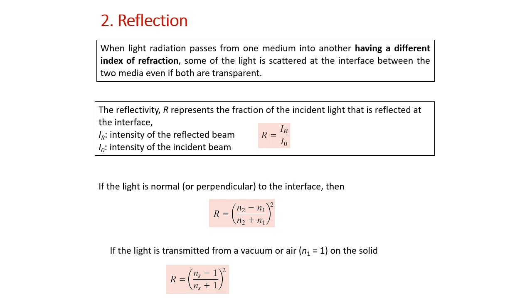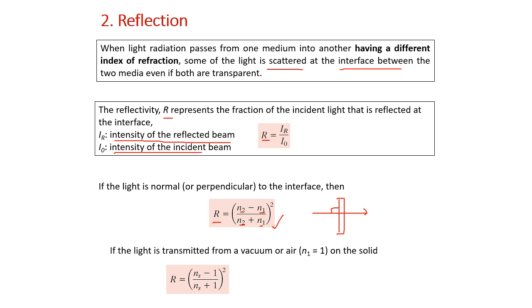The second property is reflection. When light radiation passes from one medium into another having a different index of refraction, some of the light is scattered at the interface between the two media even if both are transparent. The reflectivity R represents the fraction of the incident light that is reflected at the surface. By this formula, R equals I_R over I naught, where I_R is the intensity of the reflected beam, while I naught is the intensity of the incident beam. If the light is normal or perpendicular to the surface, then R equals (n2 minus n1) over (n2 plus n1), squared.